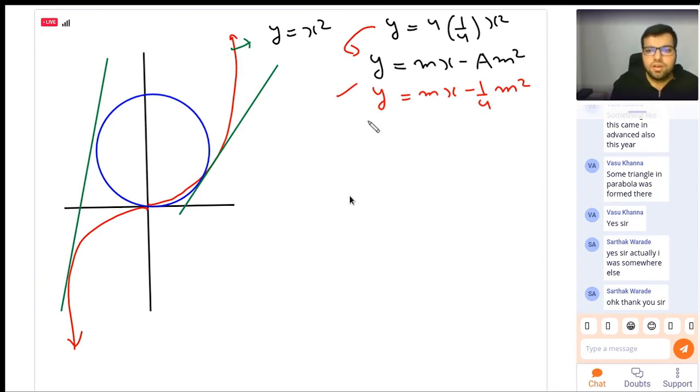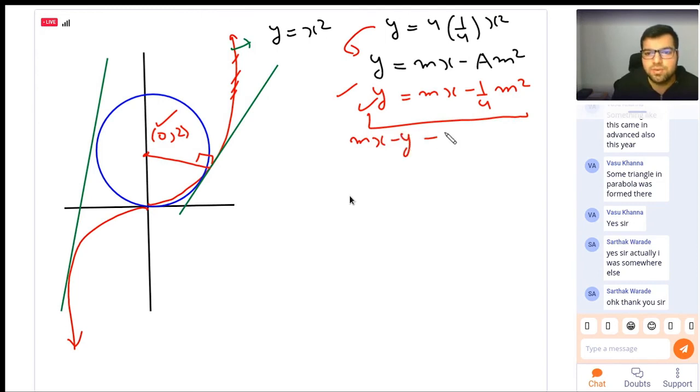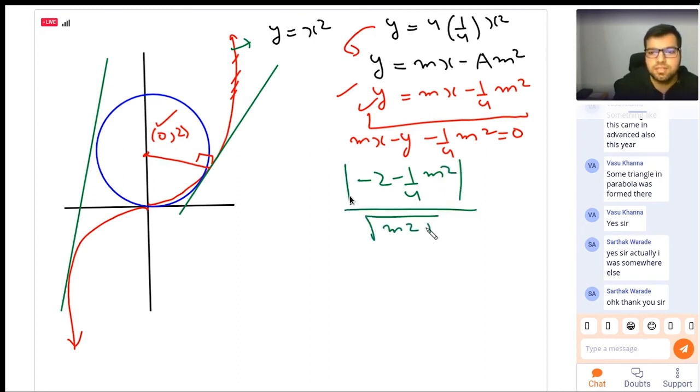Now, this is any tangent for the upper part. The center of the circle is 0, comma 2 and its radius is 2. The radius is perpendicular to the tangent, so the distance of this line from 0, comma 2 should be equal to 2. I can write this line as mx minus y minus 1 by 4 m square equals 0. Take the distance from 0, comma 2: this becomes modulus of minus 2 minus 1 by 4 m square over under root m square plus 1. This should be equal to 2, and from here we have to solve for m square, so it shouldn't be a problem.